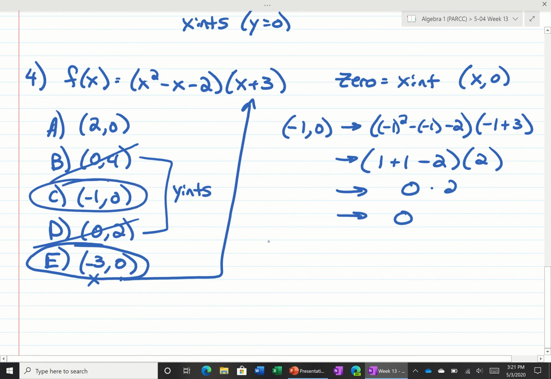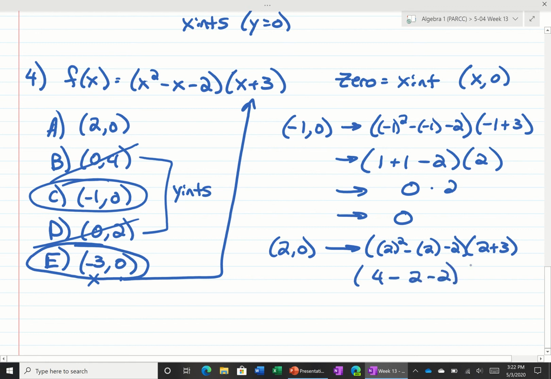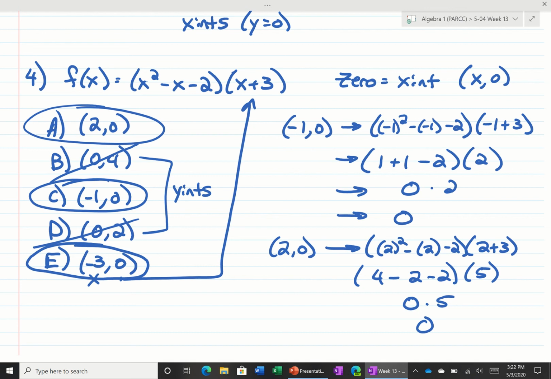And then let's try that last one, 2 comma 0. If we plug in 2, we get 2 squared minus 2 times 2 plus 3. 4 minus 2 is 0, and 0 times 5 is 0, so that works also. So the answers for this would be A, C, and E. Move on to number 5.